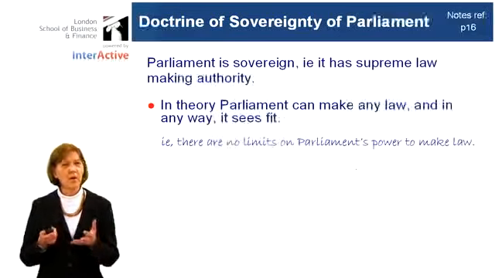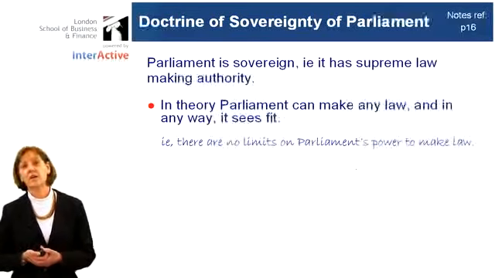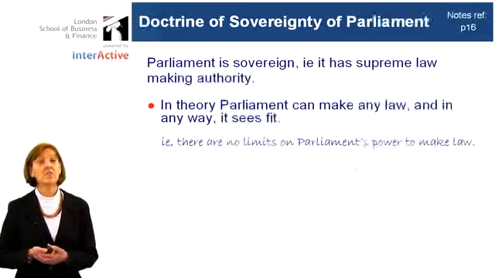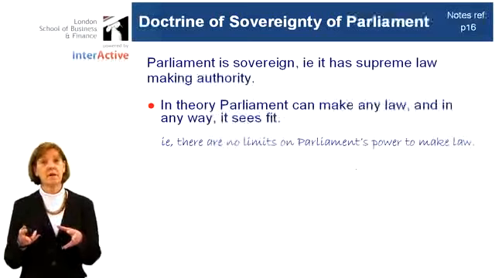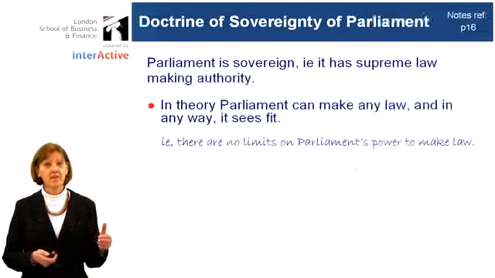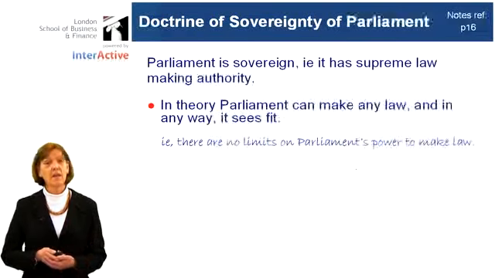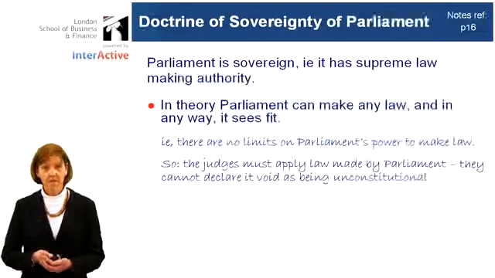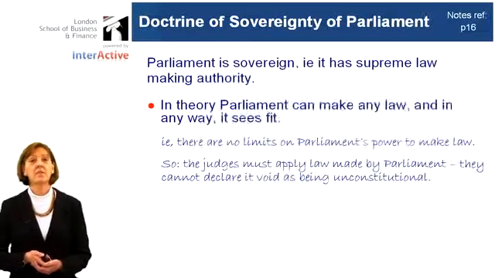How come? Well, unlike most countries in the world, we here do not have a written constitution. Most countries have a constitution which limits the power of their parliament to make law. We don't have a written constitution, so it follows there are no limits on Parliament's power to make law. And this therefore means that the judges must apply Parliament-made law. They cannot declare it void as being unconstitutional. So that's the first thing we mean when we say Parliament is sovereign.